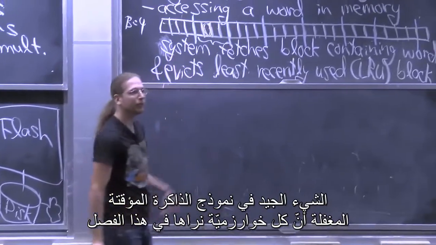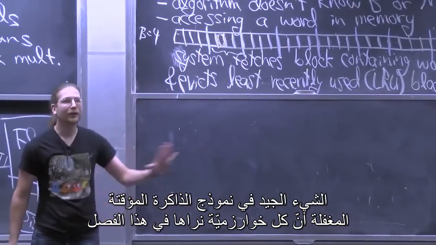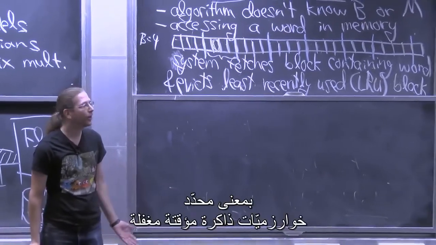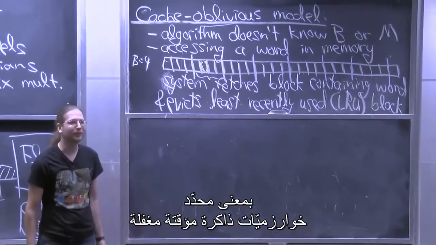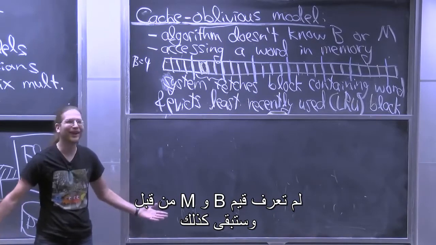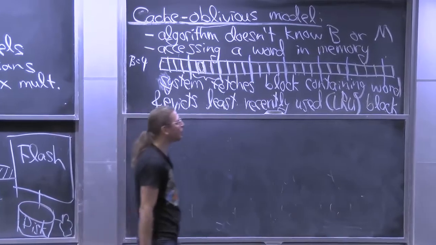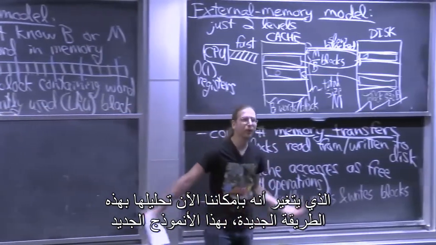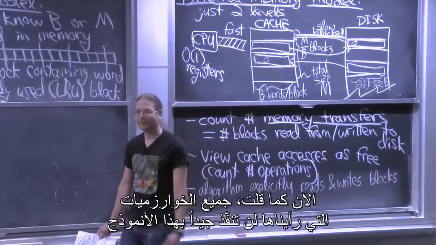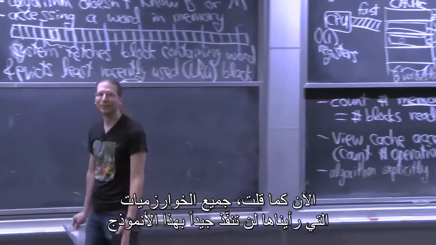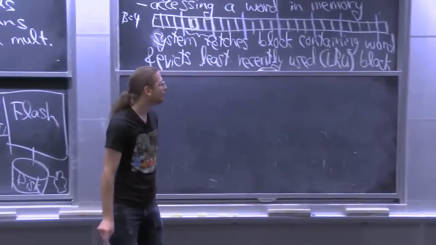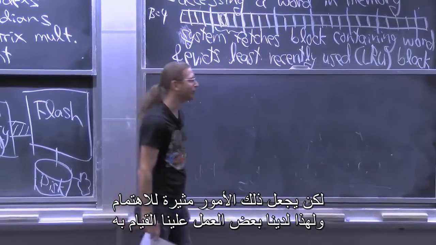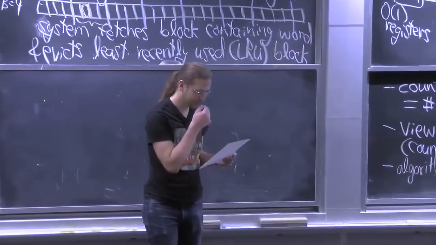Cool thing about the cache oblivious model is every algorithm you've seen in this class, or most of the algorithms you've seen in this class, are in a certain sense cache oblivious algorithms. They weren't aware of B and M before, still not. What changes is now you can analyze them in this new way, in this new model. Now, as I said, all the algorithms we've seen are not going to perform well in this model, almost all. But that makes things interesting. That's why we have some work to do.